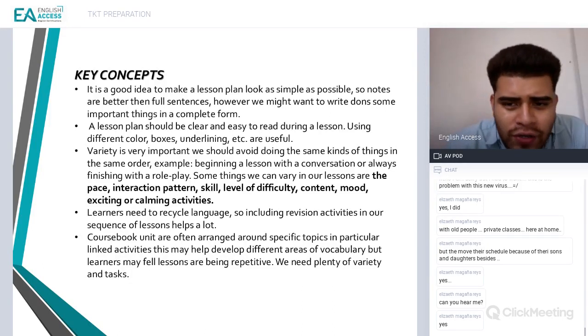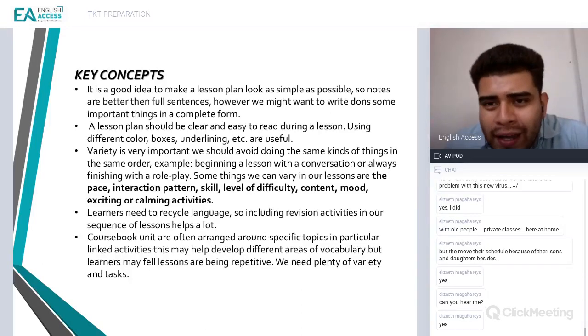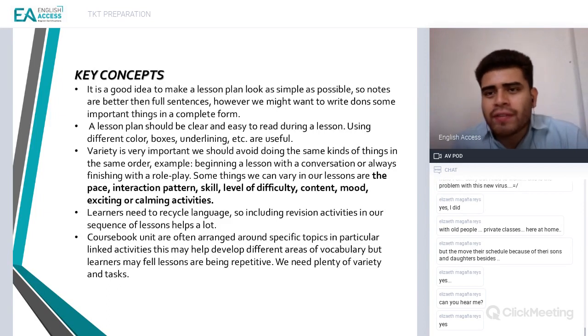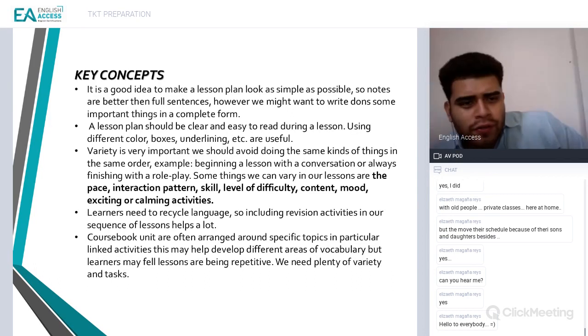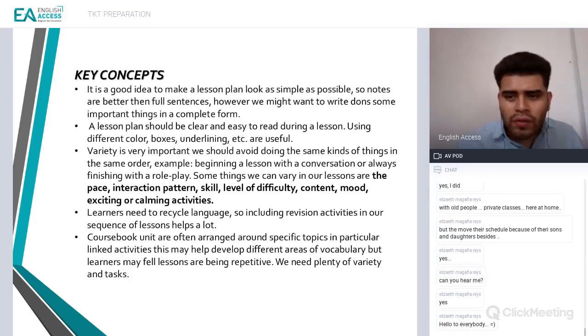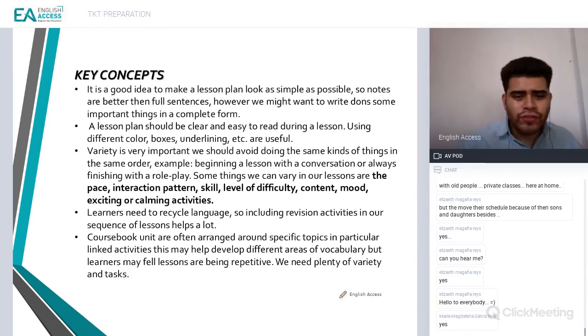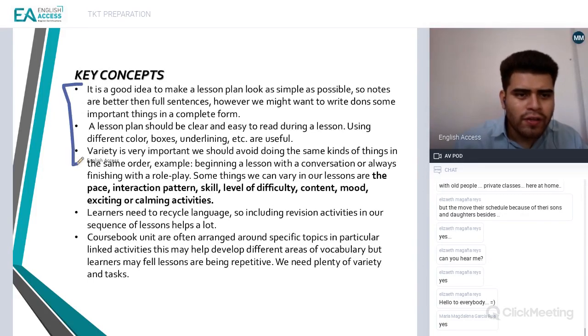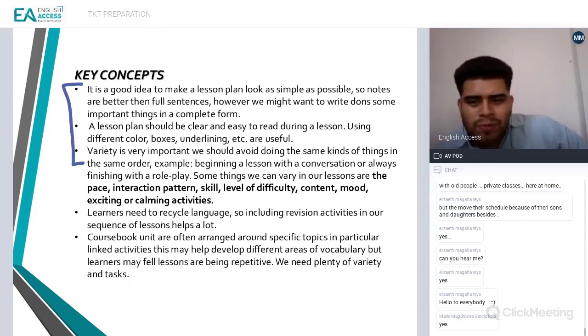All right, so let's continue. Remember, we are on planning an individual lesson or a sequence of lessons. So, key concepts. Let's see. Maria Magdalena, could you read the first 3 tabs, please?